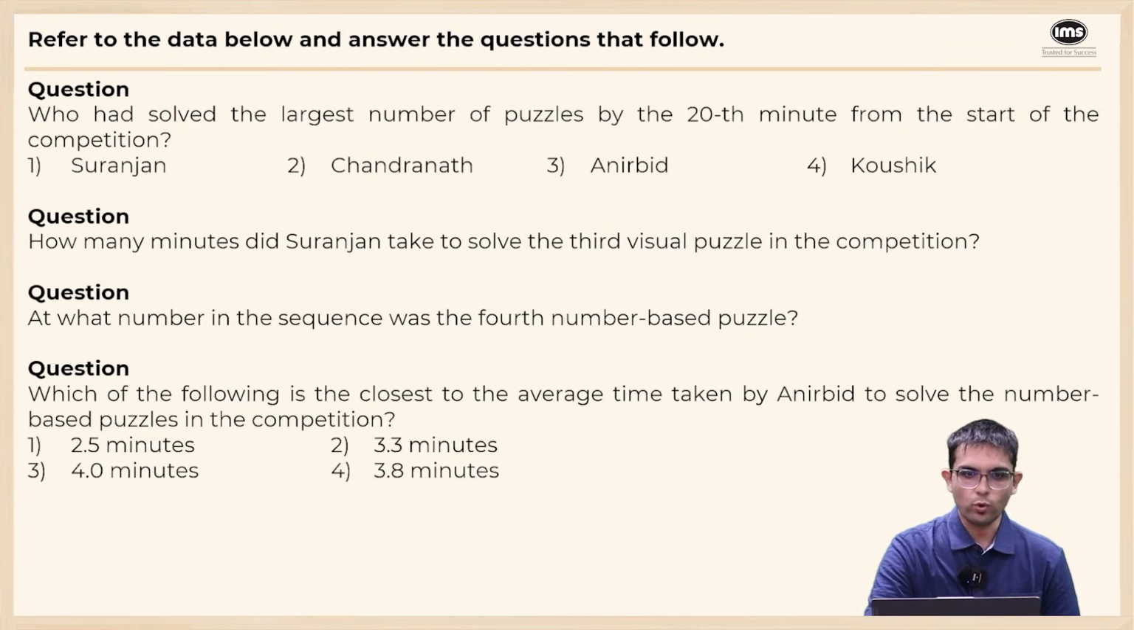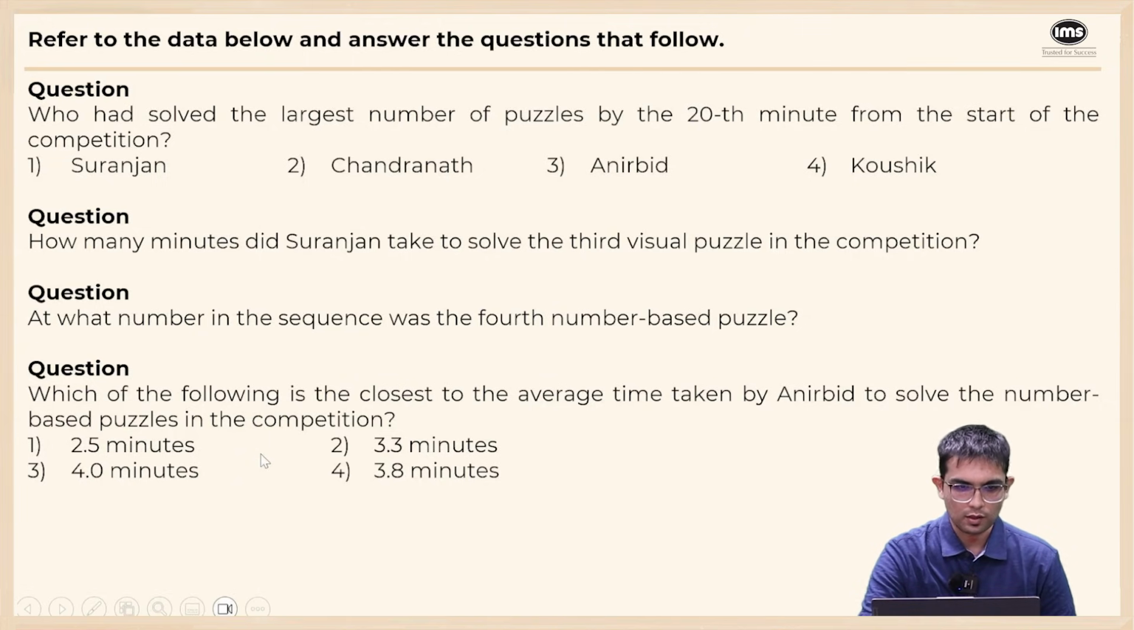First says who had solved the largest number of puzzles by the end of 20th minute from the start. Very straightforward question. How many minutes did S take to solve the third visual puzzle of the competition? Third visual puzzle of the competition. At what number in the sequence was the fourth number based puzzle? And finally, which of the following is the closest to the average time taken by A to solve the number based puzzle in the competition?